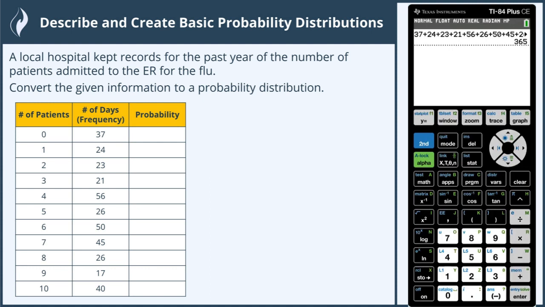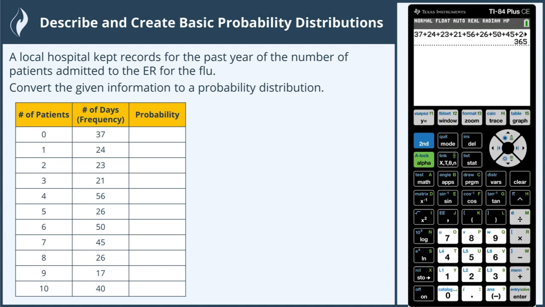So instead of giving us the corresponding probabilities, which would make our probability distribution, we have to do it ourselves. They gave us a frequency table, but we can always create a probability distribution table from a frequency table. It is very much the same as doing a relative frequency table from a frequency table. A local hospital kept records for the past year of the number of patients admitted to the ER for the flu. Convert the given information to a probability distribution. So basically find all these probabilities, which is exactly the same as finding all relative frequencies.